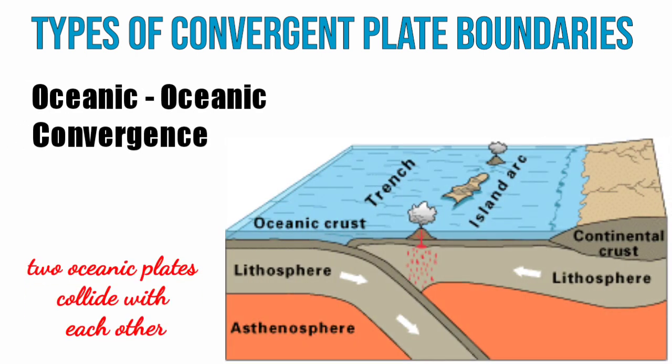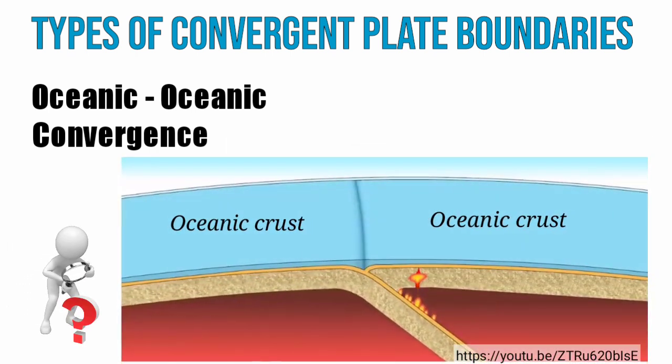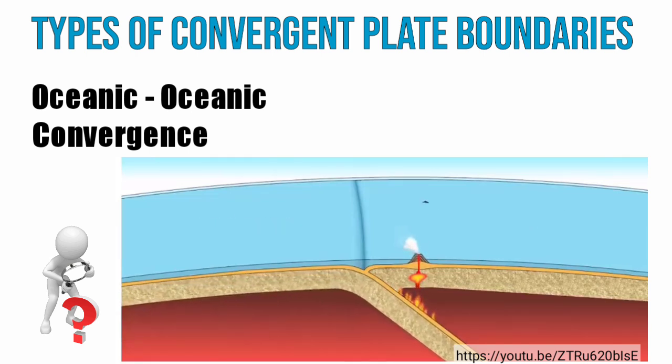Oceanic-oceanic convergence is formed when two oceanic plates collide with each other. During collision, the denser plate sinks below the lighter plate and eventually forms dark, heavy basaltic volcanic islands, just like the Philippines. Mariana's Trench is also formed by converging two oceanic plates.